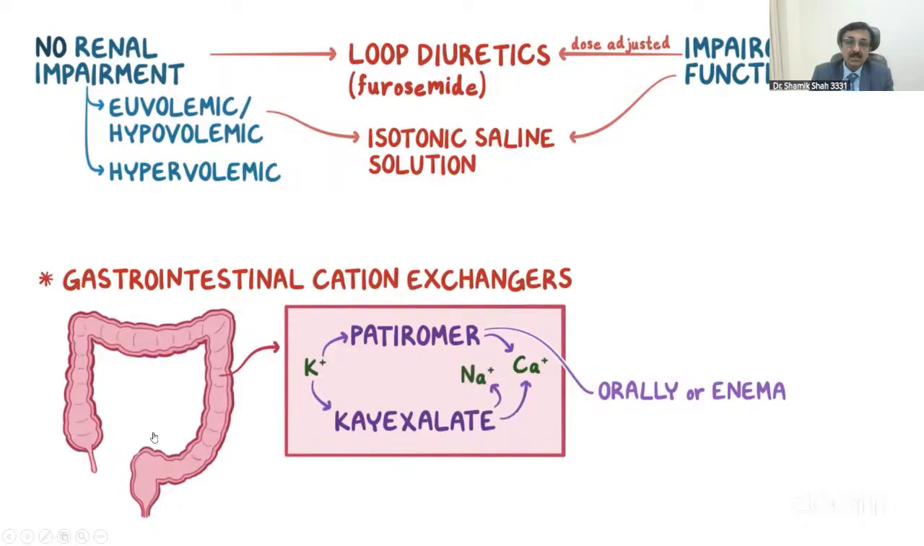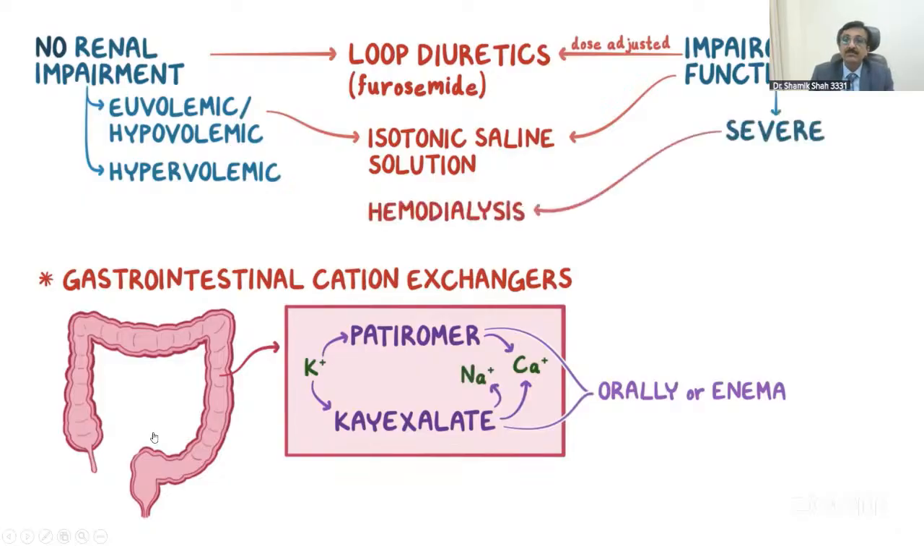We can use this. This is an exchange resin which uses sodium or calcium and exchanges it with potassium. If, however, the patient is severely renally impaired, we need to do hemodialysis. If dialysis cannot be done within 6 hours, again, we use the cation exchanger till dialysis becomes available.